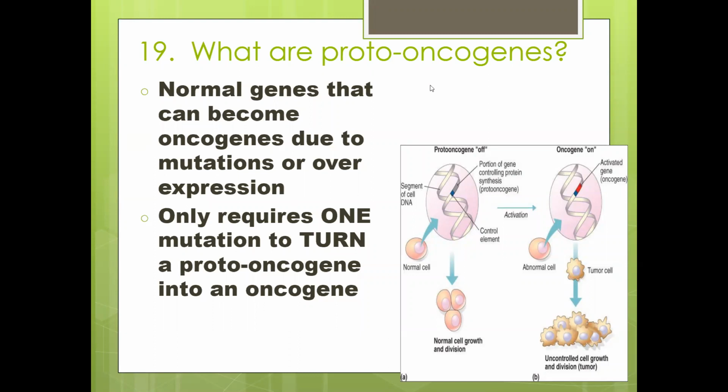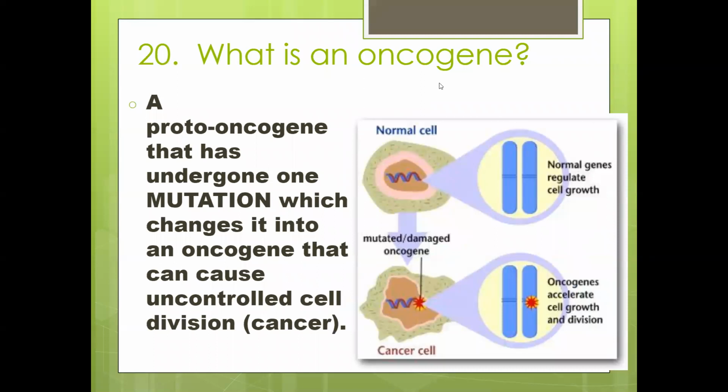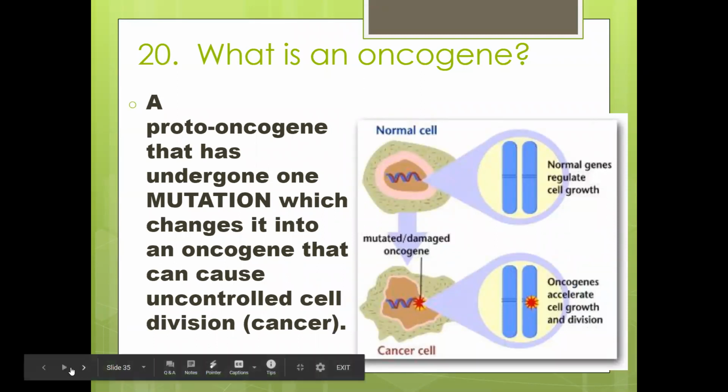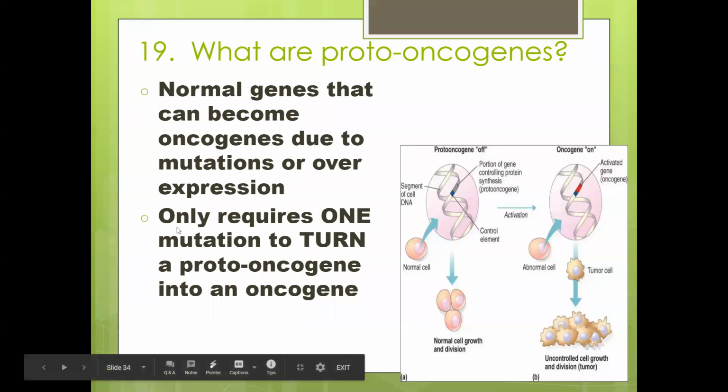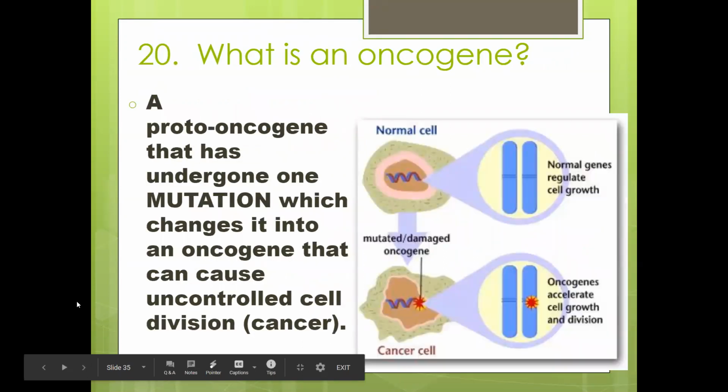But that doesn't necessarily mean just because you have an oncogene, you're going to get cancer. That's not what I'm telling you. You need a series of oncogenes to definitively get cancer. So mutations happen all the time for many reasons as well. So like it said before, and let me go back for a second, it says it only requires one mutation to turn a proto-oncogene into an oncogene. But again, that doesn't necessarily mean you'll get cancer.